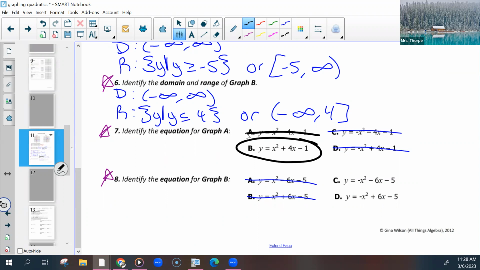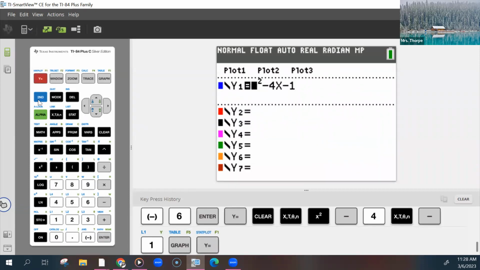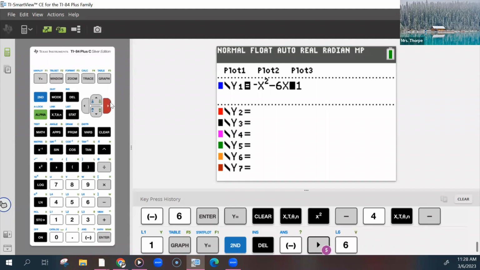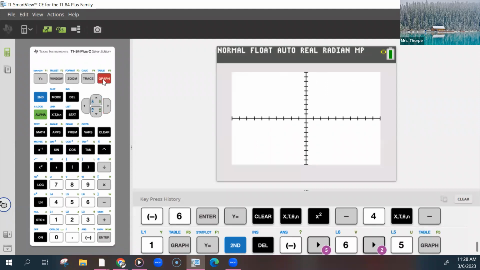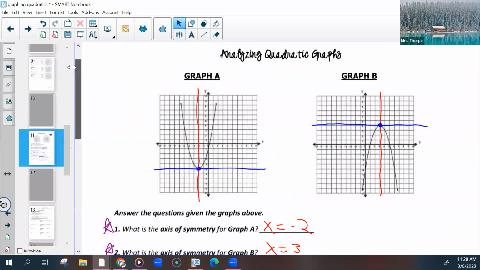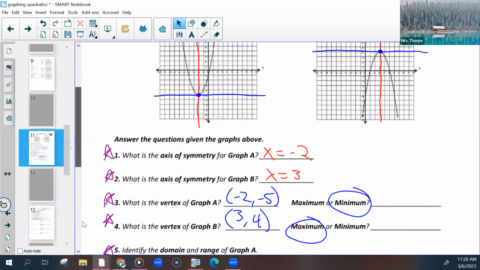And we could do the same thing for B. If I put in C, negative x squared minus 6x minus 5. And graph that one. This one is over to the left, but on our paper, it's over to the right. That's the opposite.